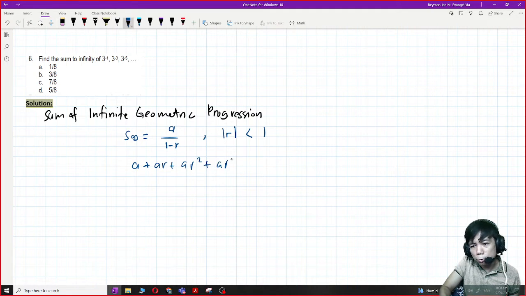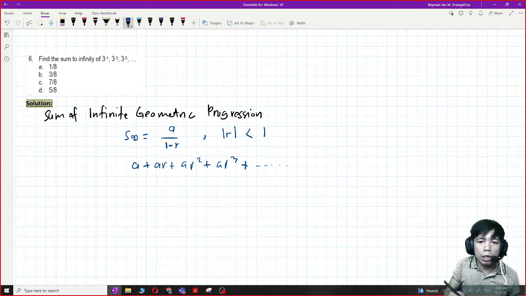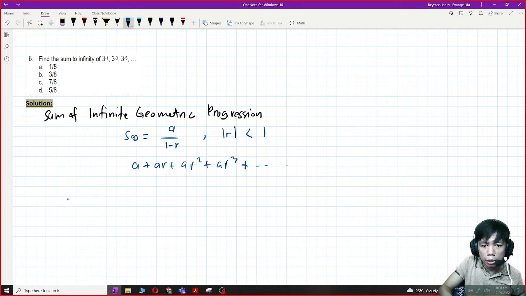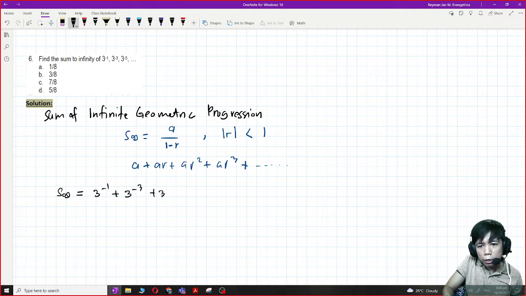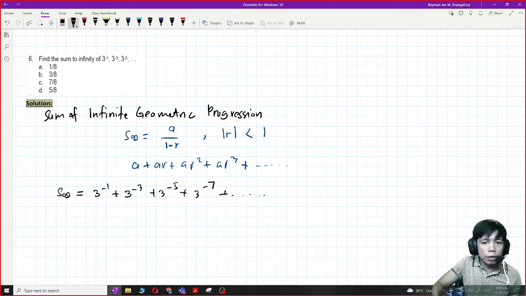Plus AR cube, up to infinity. So, this is the expanded form of A over 1 minus R. Okay? So our required sum up to infinity is 3 raised to negative 1 plus 3 raised to negative 3 plus 3 raised to negative 5. There is already a pattern there, so the next term is negative 7, up to infinity.